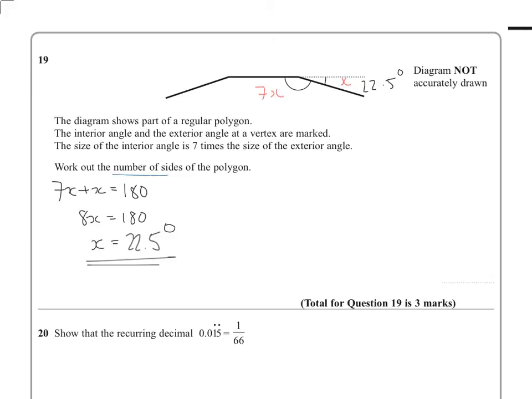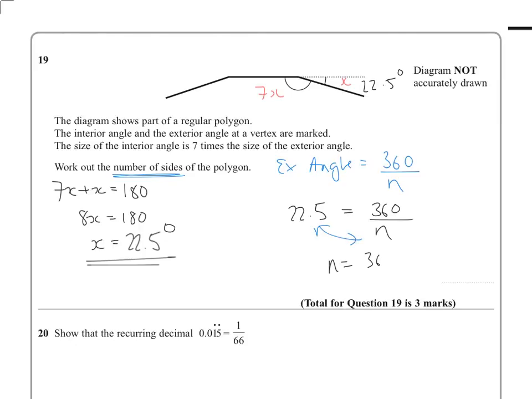Now we want to work out the number of sides, however. The formula that links the exterior angle and the sides, well, exterior angle equals 360 divided by n. So substituting into that, exterior angle 22.5, 360 over the number of sides, swap and drop, so n equals 360 over 22.5, which gives you an n value of 16.